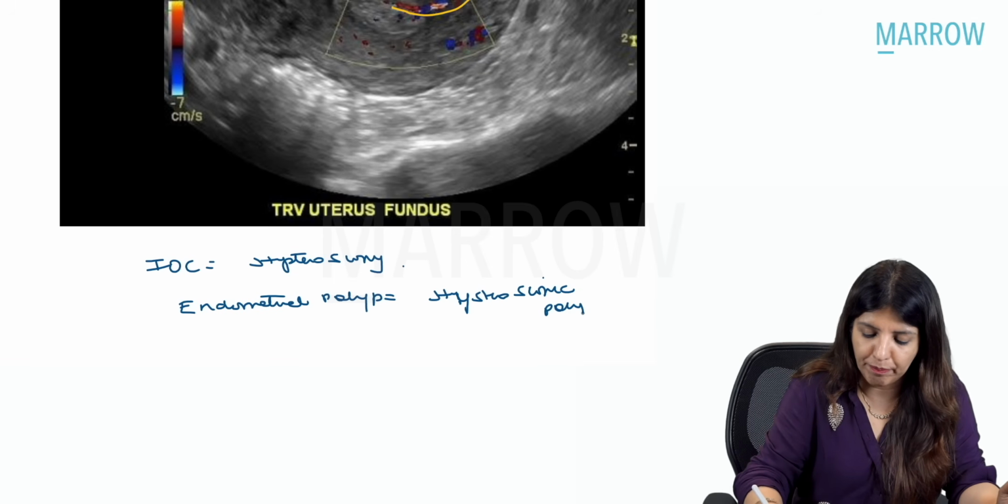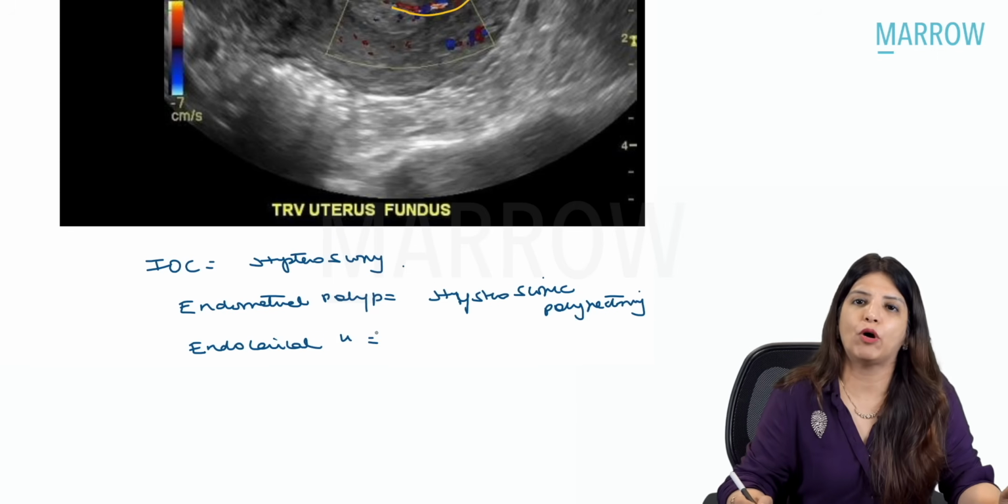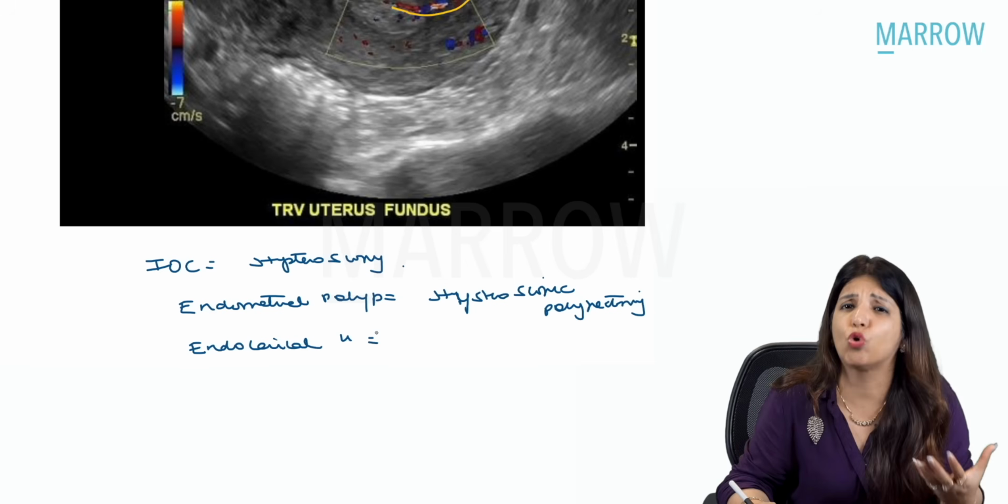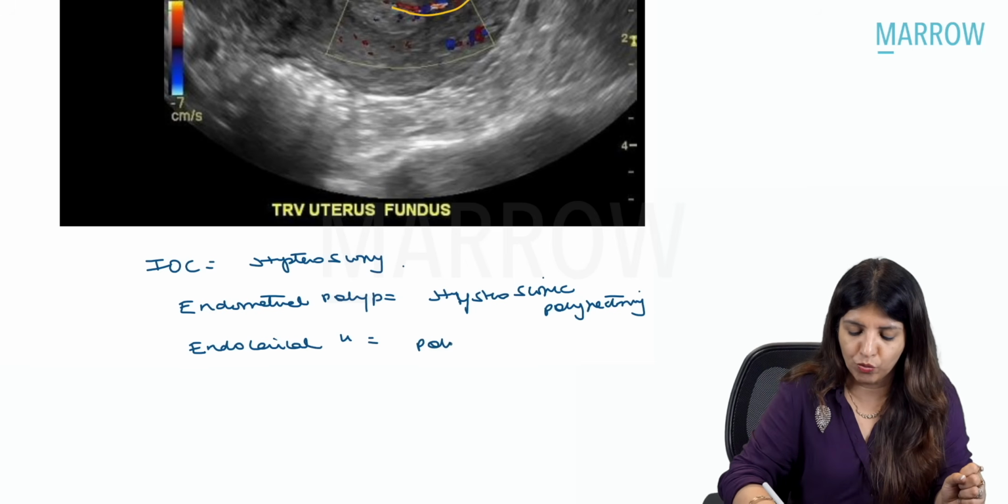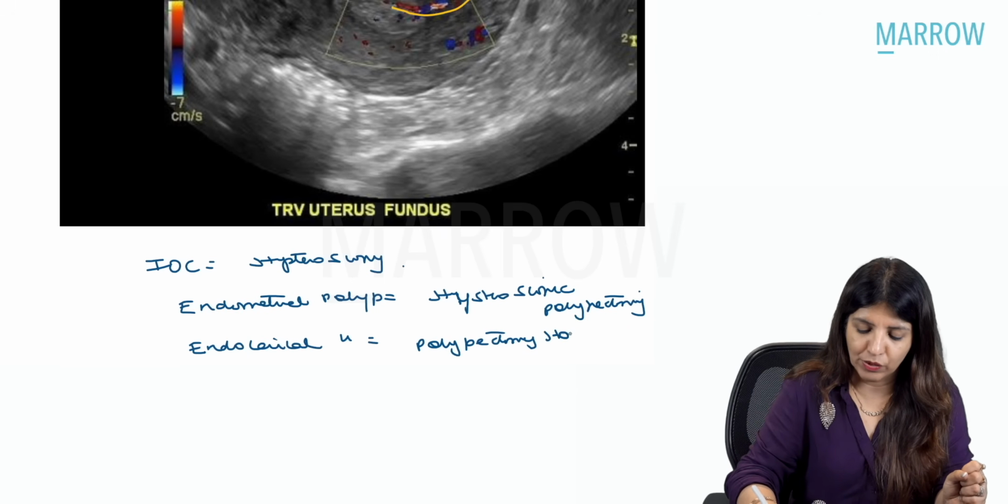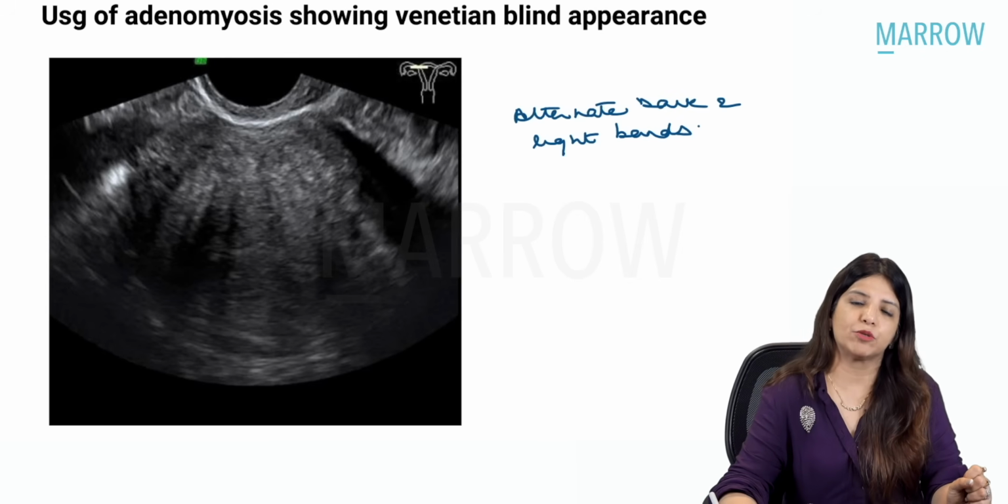Hysteroscopic polypectomy. But a polyp can also be endocervical. Now, if it is an endocervical polyp, I don't require a hysteroscope to remove it. An endocervical polyp is removed with the help of a polypectomy hook. I will still do polypectomy, but I'm going to do it with the polypectomy hook.